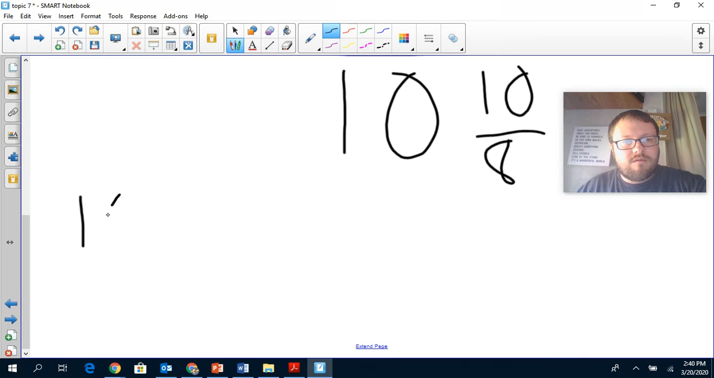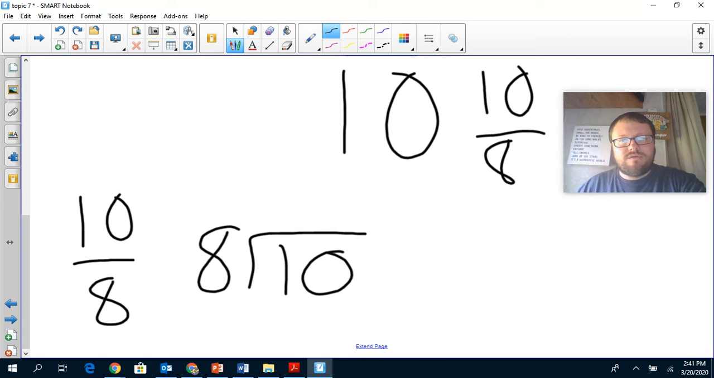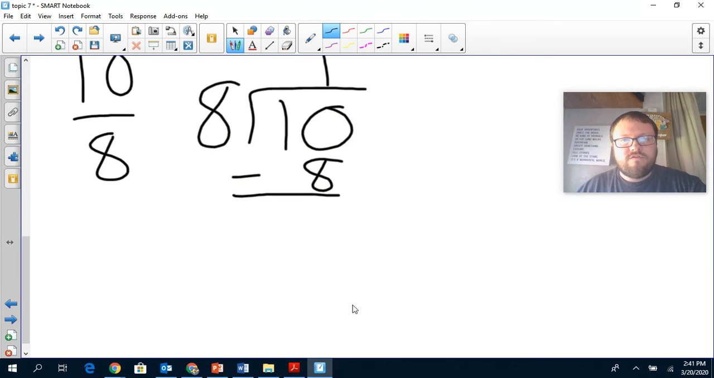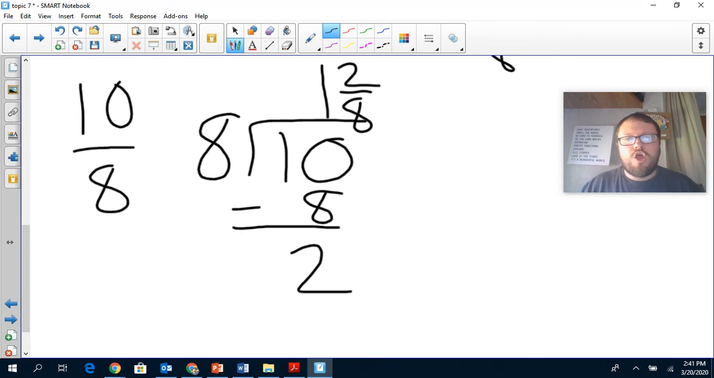So I'm going to write 10 over 8 here. And then I'm going to do 10 divided by 8. So 8 goes into 10 one time. 1 times 8 is, that's right, it's 8. So I do 8, and I'm going to subtract, give myself a little more room. So I know that 10 minus 8 is 2. So then I have 8 as my denominator and 2 as my numerator.